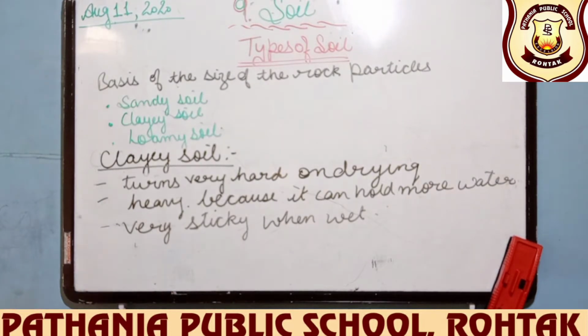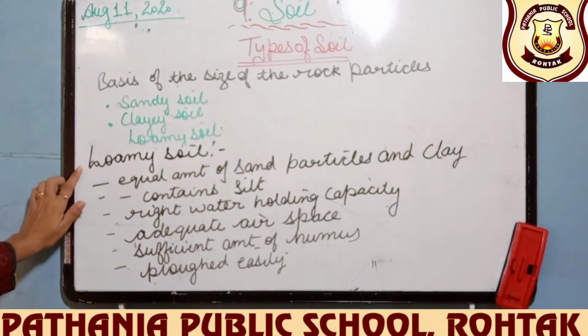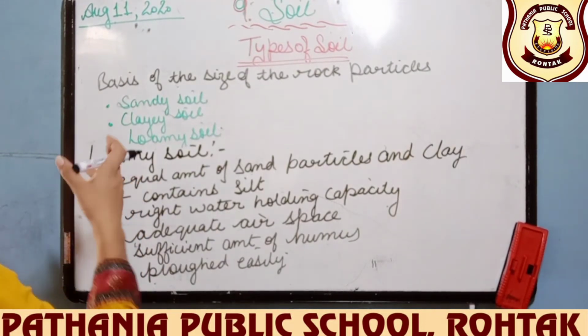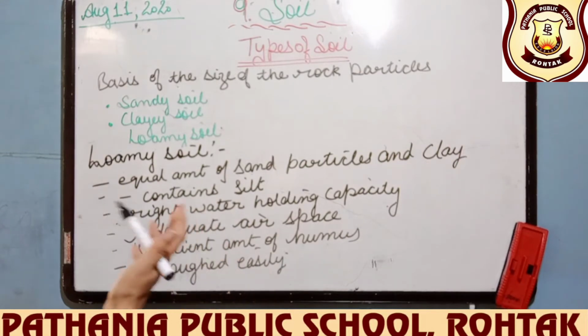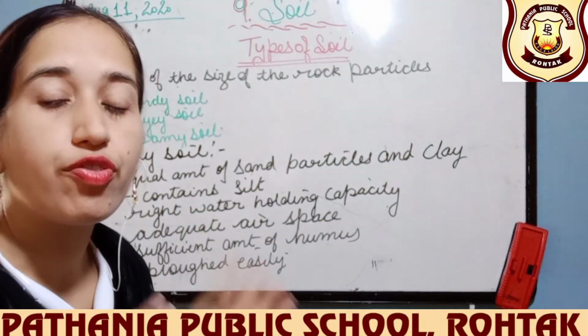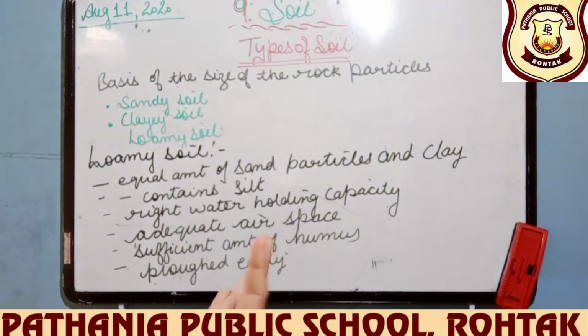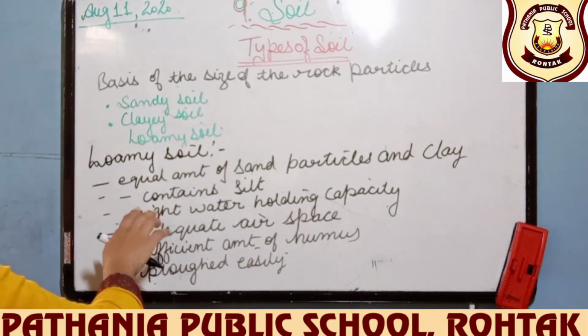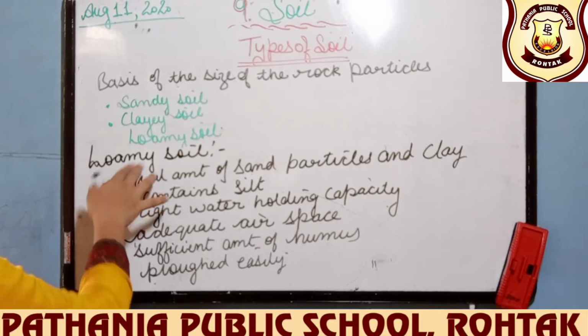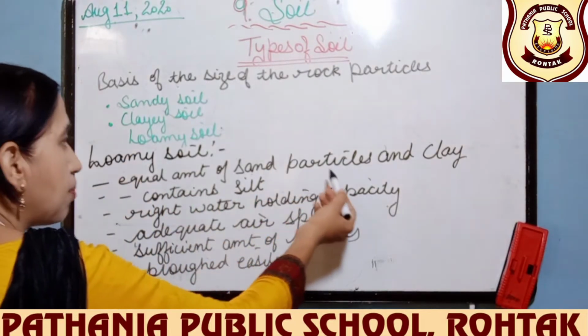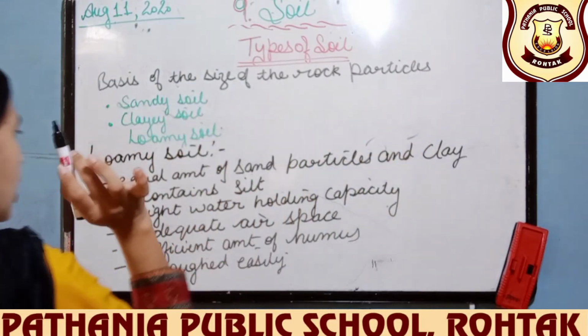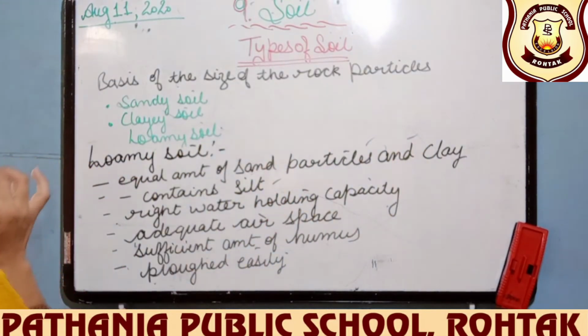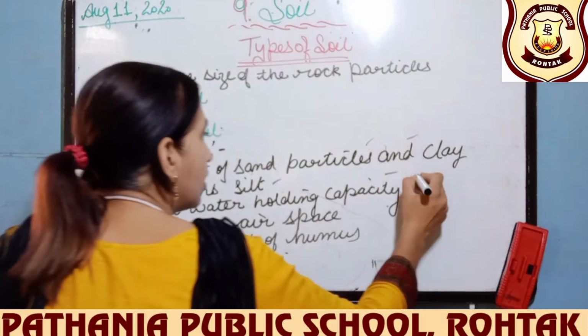Next we are going to do loamy soil. Loamy soil is a very fertile soil. It is very good for planting trees, growing crops, and for cultivation and agriculture. It is a very good soil. A few points about loamy soil: it contains equal amounts of sand particles and clay. It contains silt also. It is dark brown in color.